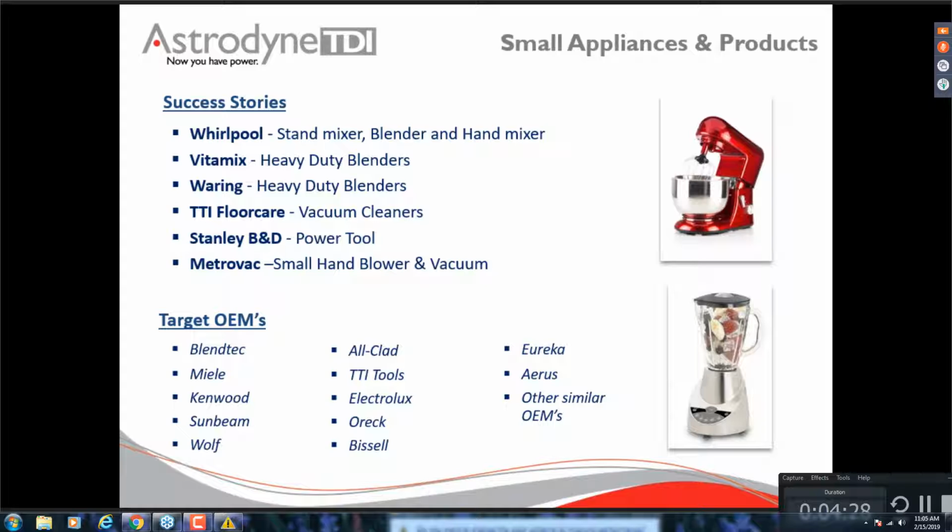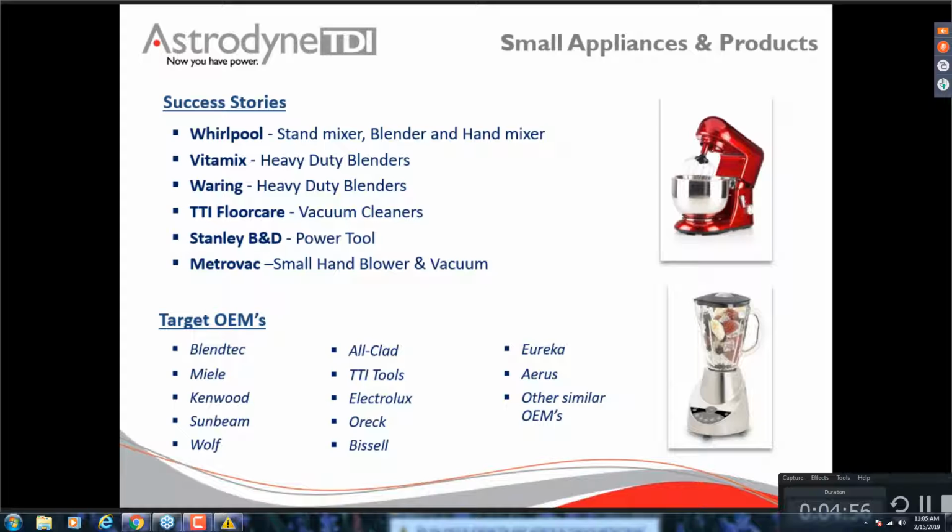So what are some of the success stories we've had for small appliance products? Well, we have TTI Floor Care, we have Waring as our customer, we have Vitamix, we have Whirlpool, we have Stanley Black & Decker, and one of the key focuses I wanted to mention, at least for this particular application, is Metrovac. We provided filters for heavy-duty blenders, stand mixers, hand mixers, power tools, for instance Stanley Black & Decker, and heavy-duty blenders, and even vacuum cleaners.